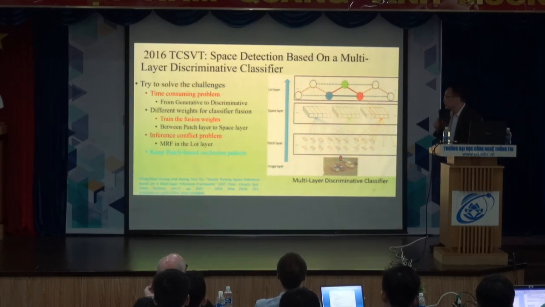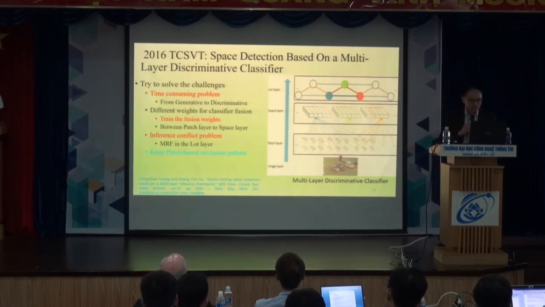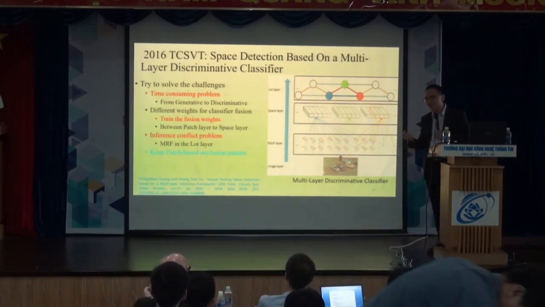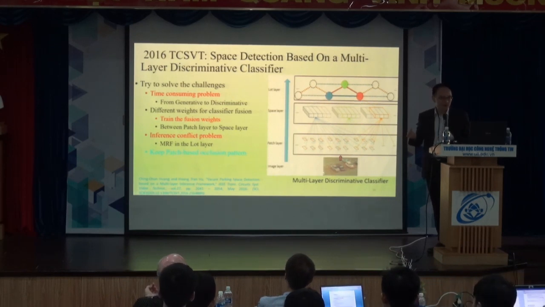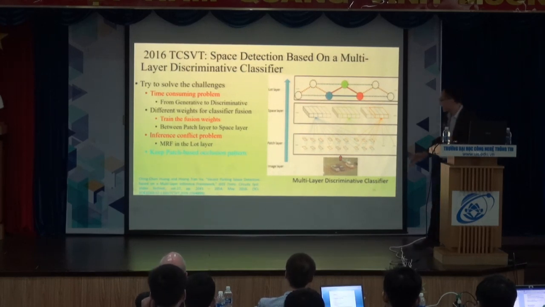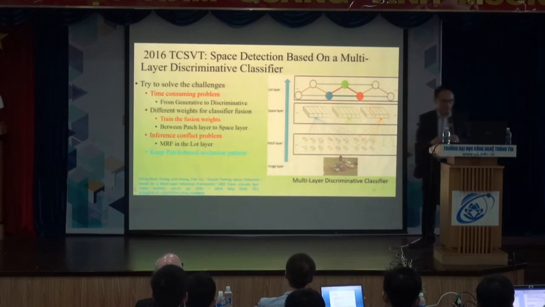So in 2016, in another transaction paper, we talk about how to speed up. In this version, based on our experience, it seems that the discriminative method is always faster than Bayesian methods or generative methods. Of course, right now we have GAN, so that is a little bit different. But I mean the traditional generative framework. So in this new framework, we modify our framework, and it becomes something like this.